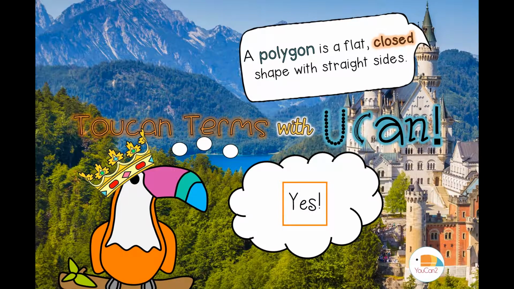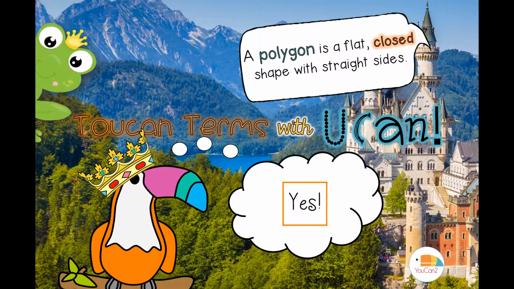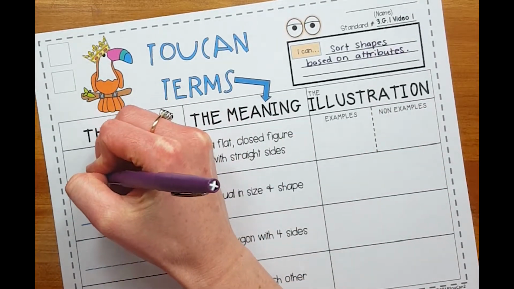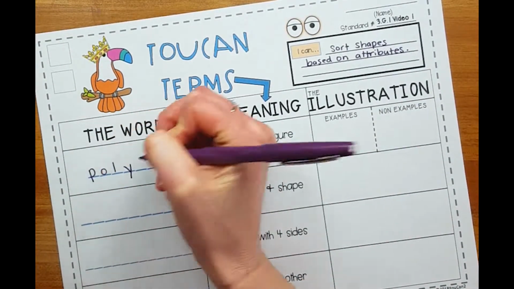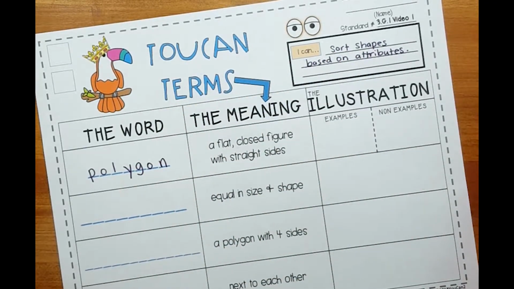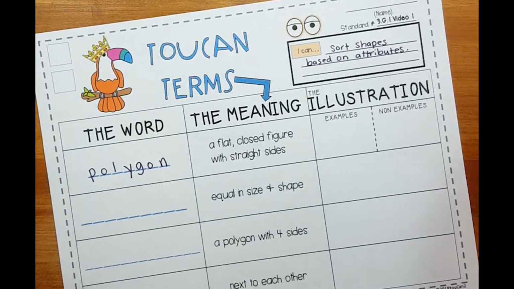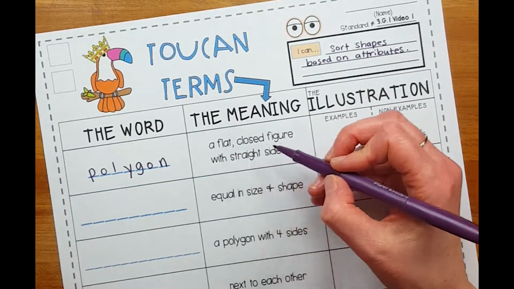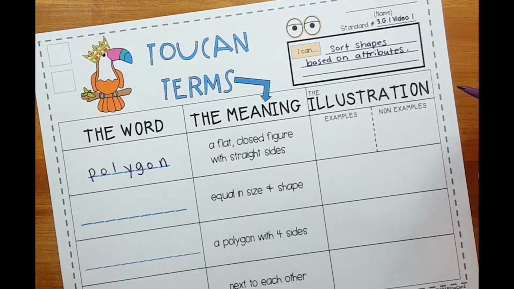Yukan, I think I hear the Frog Prince. There he is. And he has a ribbit rhyme for us. What's that say? Learning the word polygon shouldn't leave your mind in tangles. Poly means many and gon means angles. Our first word is polygon. Poly means many and gon means corners. So basically polygon means many corners. And it's a flat, closed figure with straight sides.